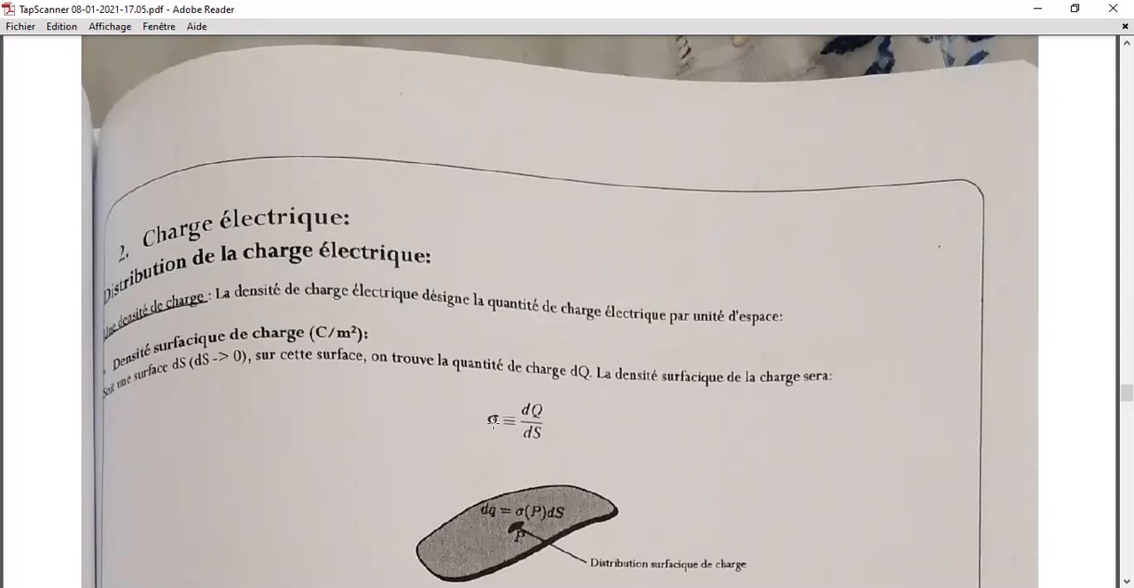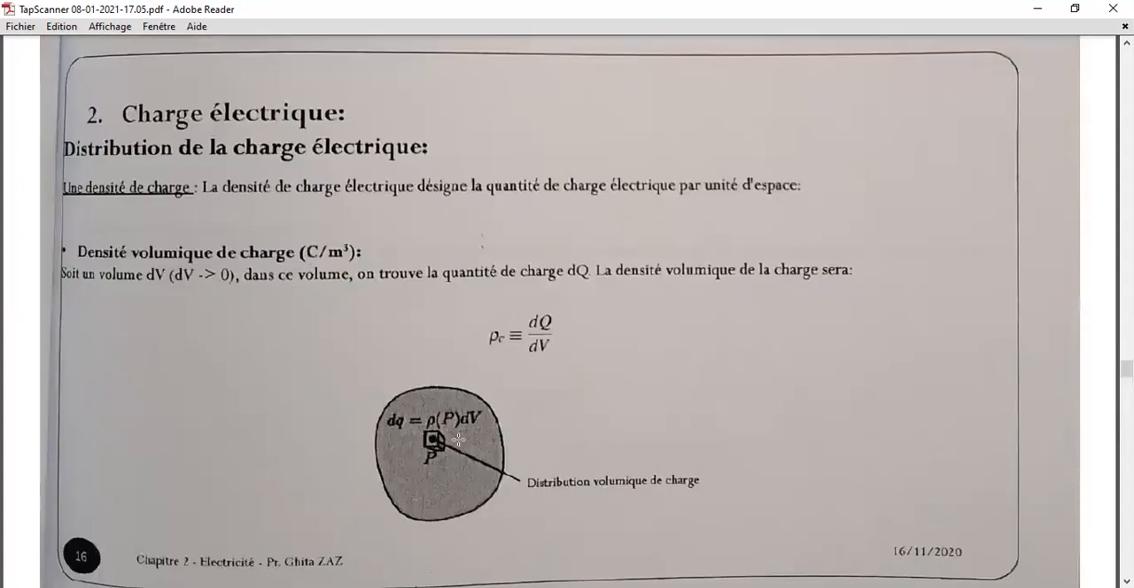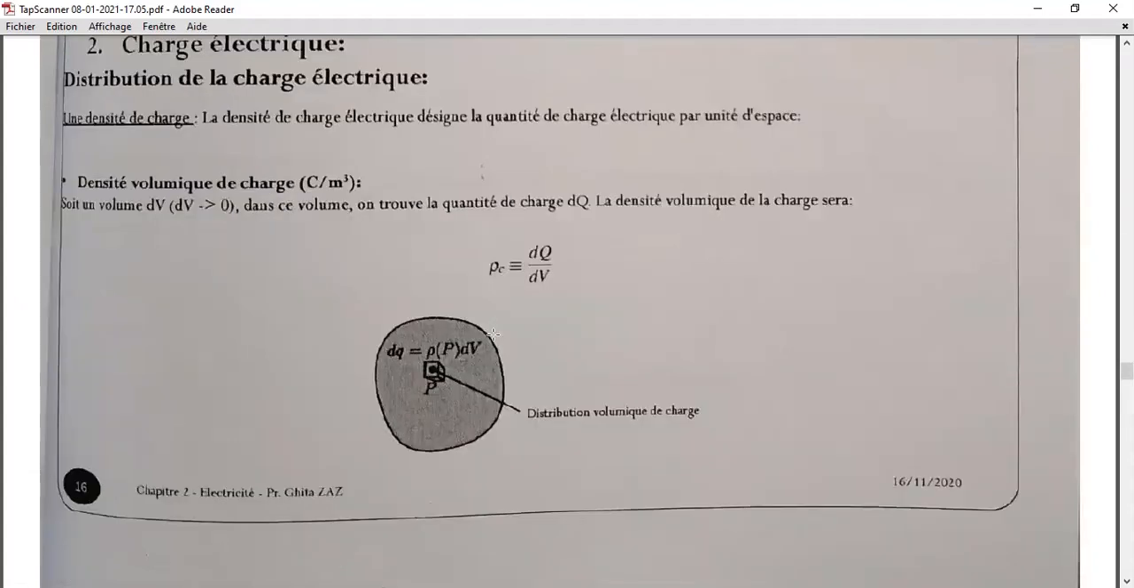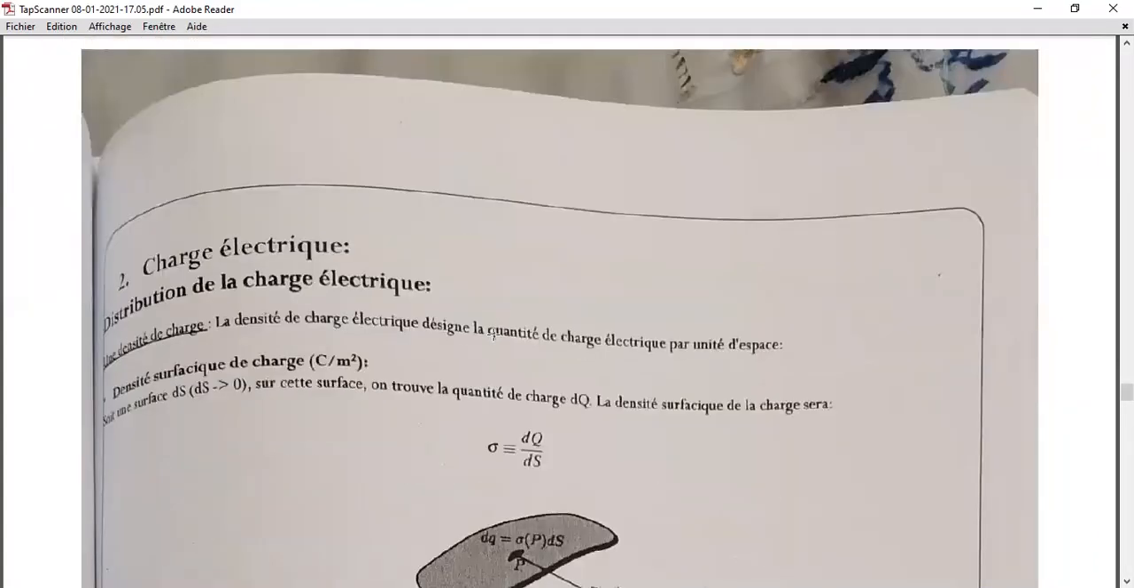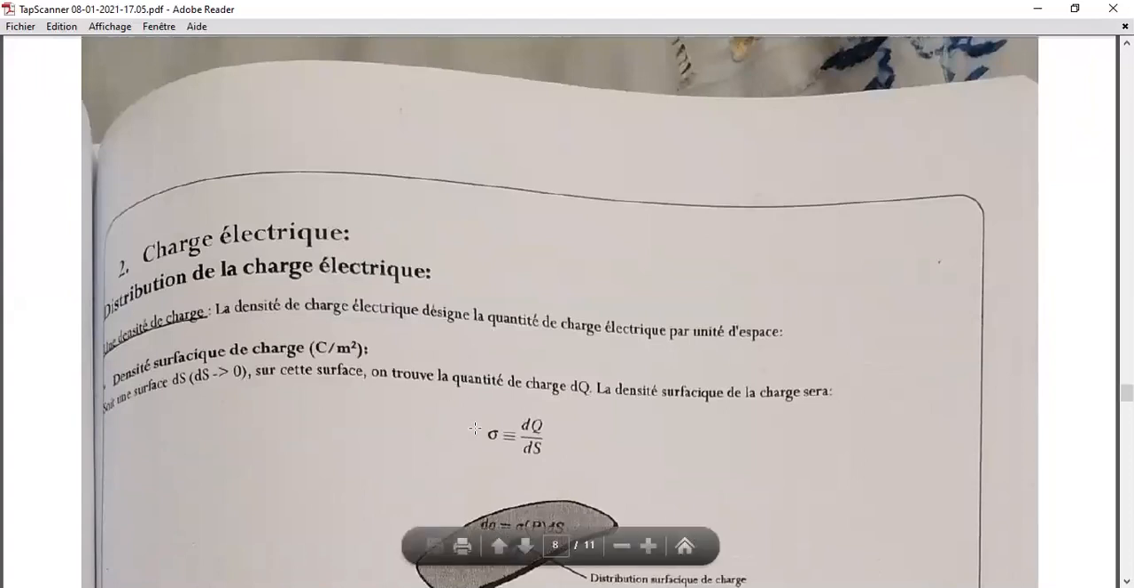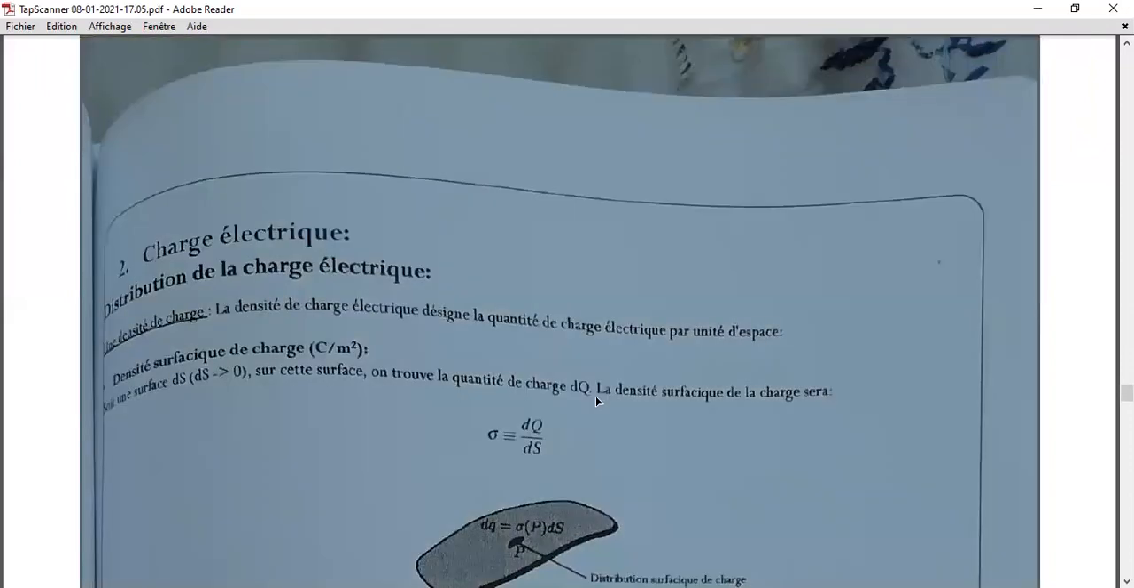For density volumic, you use this symbol which is in the form of a rho. Then for density surfacing, you use this symbol. I think this one is in the form of omega. If I'm not mistaken, it's omega. You have to know this one. Omega is equal to dq over ds. Then it depends how they have asked you the question. They'll ask you to find the density surfacing of the charge.